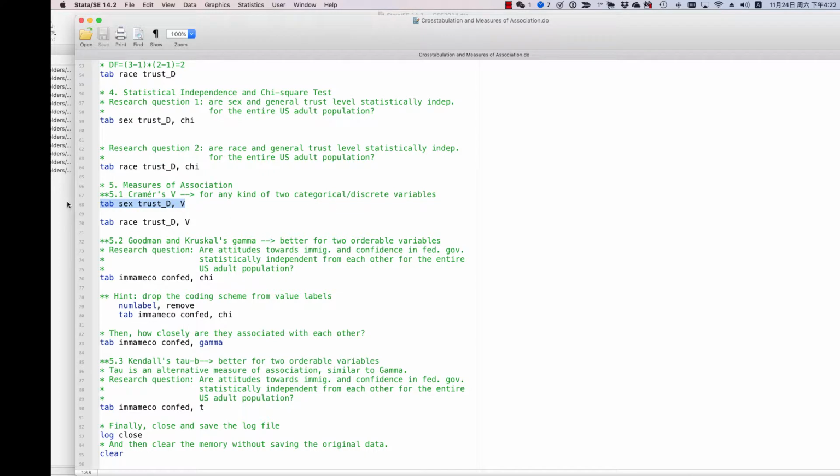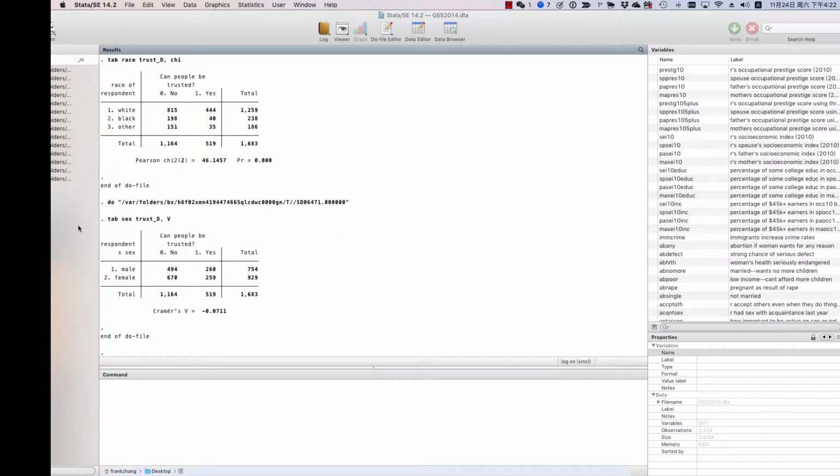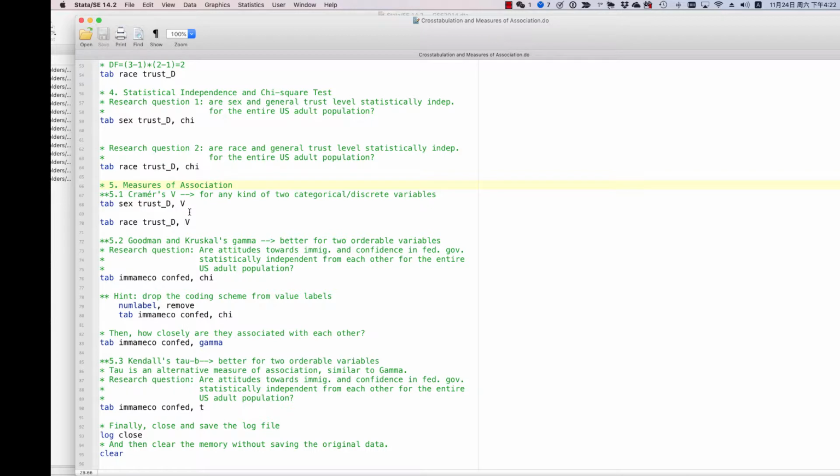So let's see the result. Highlight row 68 and click on the Do button. We have the same cross tabulation one more time. While below this cross tabulation, we have Cramer's V equals to 0.0711. We can try it for another example.